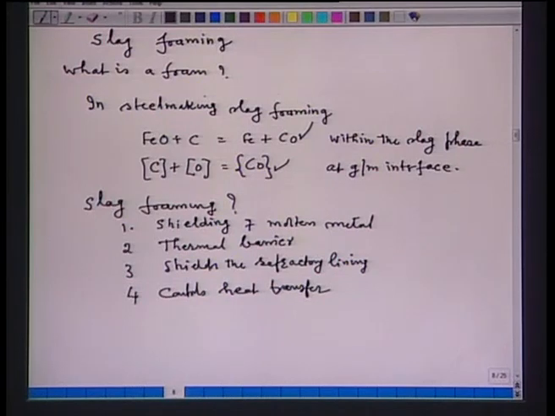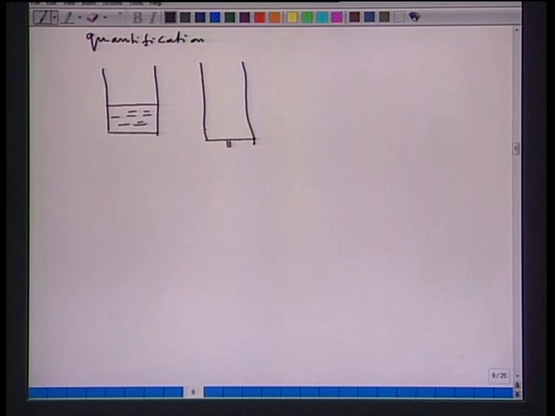Now, how can slag foaming be quantified? For example, if you take a bath with a liquid, and then allow gas to flow, these are the gas bubbles of different sizes, and this is the slag layer. Because the slag is so viscous that it does not allow the gas bubbles to escape from the system, the slag has foamed, and this particular thickness we call the foam layer thickness.